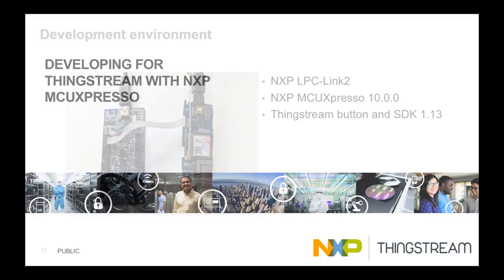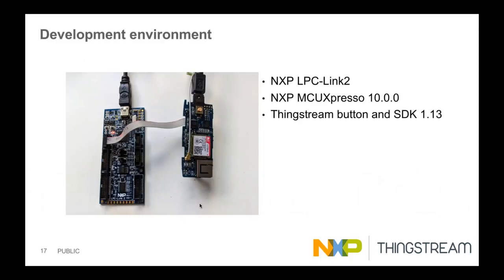So let me now show you what I'm going to be using here. For the demonstration, I've got an LPC Link 2 card here, an NXP LPC Link, which essentially gives me a JTAG interface onto one of our ThingStream buttons. So that's what you can see right there. This has a Simcom modem on it, has GPS, and has an NXP LPC 824 processor, and I'm also going to be using NXP MCU Espresso version 10 for the development.